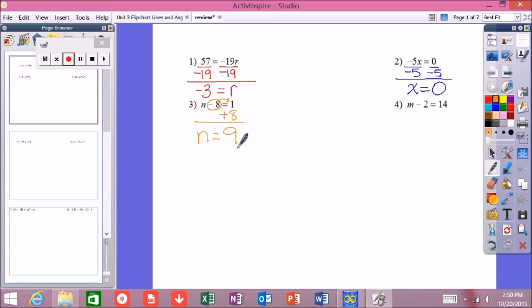And finally, number 4, we're solving for m. What comes right after m? A -2. So we're going to take that, move it over. Again, the addition property of equality. M equals 14 plus 2 is 16. Those are one-step equations. You can plug it back in to check it, and you may use your calculator to do so.